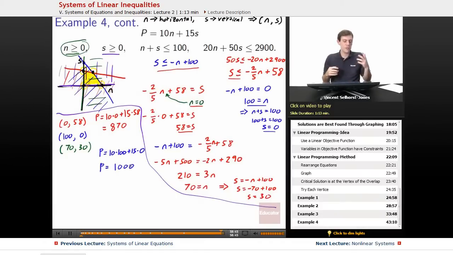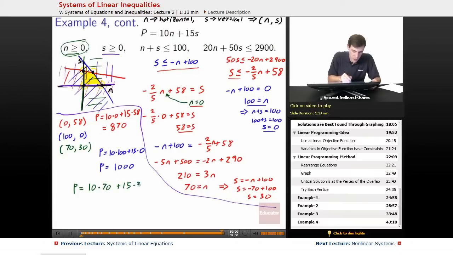But what if we sold a combination of Nais and superfine? If we sold a combination, the one we arbitrarily made the green point, then our profit would be 10 times 70 plus 15 times 30. 10 is the profit from the Naises, 15 is the profit from the superfines. We're selling 70 Naises, 30 superfines. We know that's possible because it's on our vertex. So that gets us 700 plus 15 times 30, which is 450, so a total profit of 1,150,000. So 70 and 30.